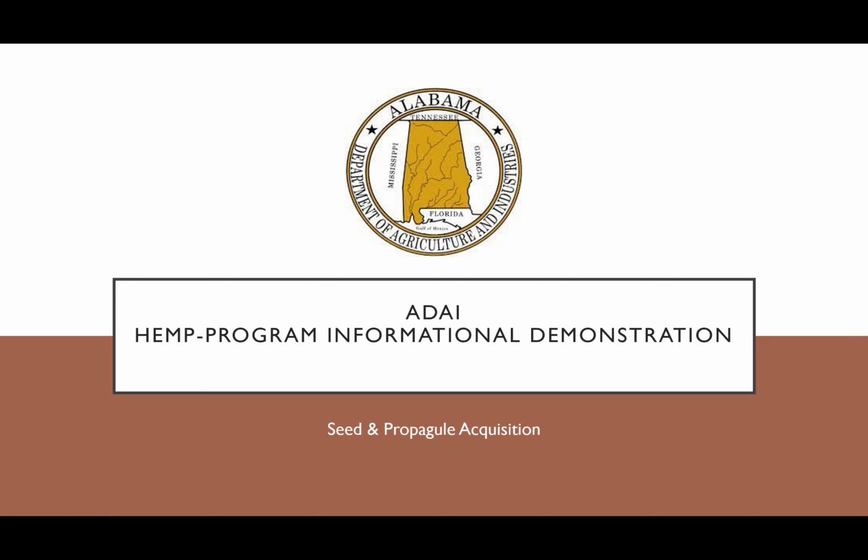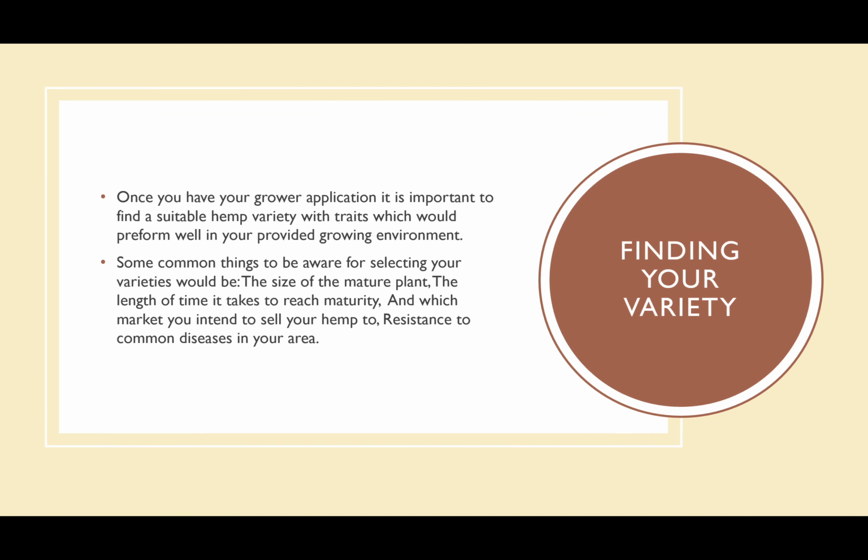Today we will be going over seed and propagule acquisition requests. Before you submit a seed or propagule acquisition request, you need to find a variety. The variety you choose needs to suit the environment which you provide for the hemp plant to grow in.